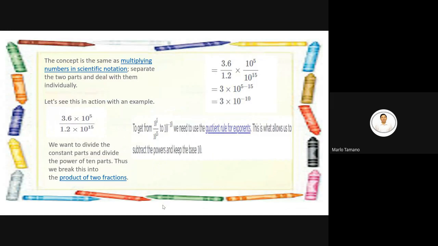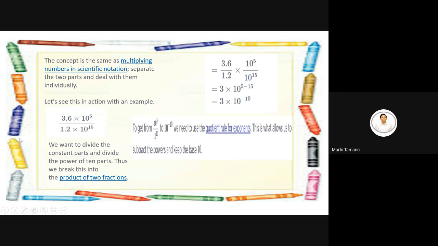The concept is the same as multiplying numbers in scientific notation. Separate the two parts and deal with them individually. Let's see this in action with an example. 3.6 times 10 to the 5th power divided by 1.2 times 10 to the 15. Now, we want to divide the constant parts and divide the power of 10 parts. Thus, we break this into the product of two fractions. So, pwede natin paghiwalayin.